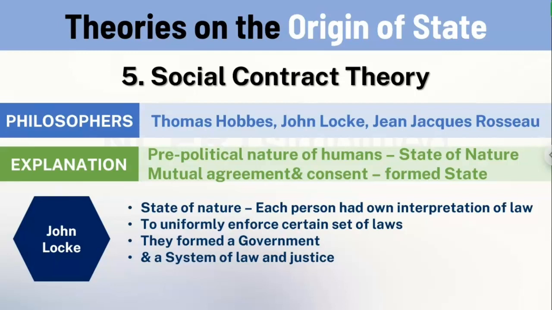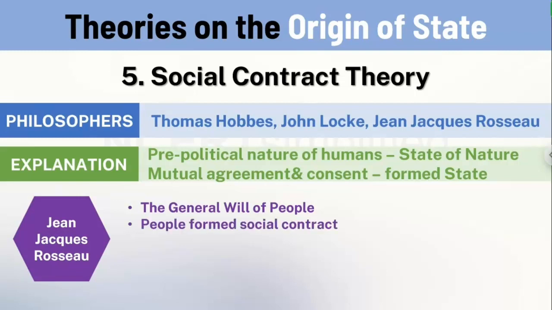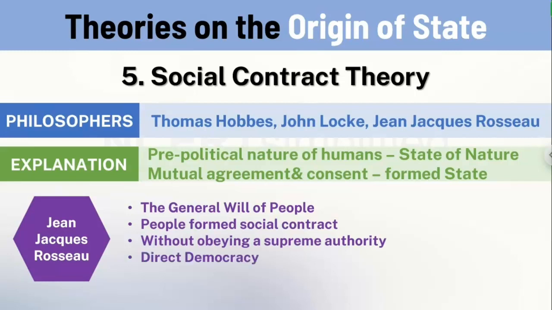Thus, with mutual agreement and mutual consent, a social contract was formed, and this led to the origin and existence of the state. According to Jean-Jacques Rousseau, the general will of the people, so the people themselves, collectively decided to have mutual agreement and consent because they wanted to form equality and liberty amongst each other without obeying any supreme order. So Jean-Jacques Rousseau directly stated that social contract theory was responsible for creating direct democracies.